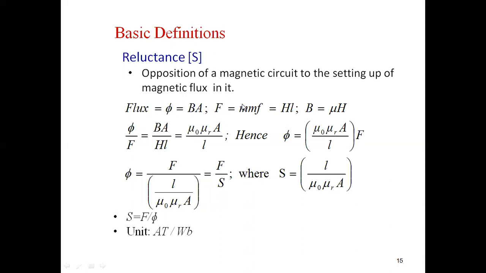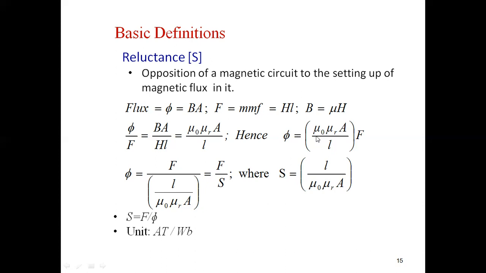So the ratio of flux phi and force F is phi upon F, where phi is equal to BA and F is equal to HL. So it is BA upon HL, and B is equal to mu H, where mu is equal to mu 0 mu R. So here phi upon F is equal to mu 0 mu R into A upon L.